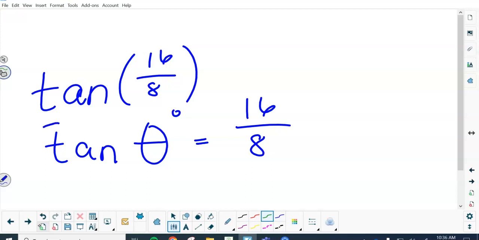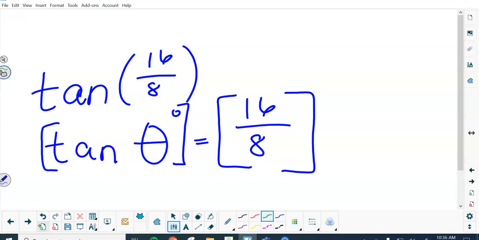So look, what we would do is we need to get theta by itself. In order to get theta by itself, I would multiply by the reciprocal. Don't write this down. Look on your calculator. Do you have 1 over tan anywhere? You don't. Just so you know, you don't.